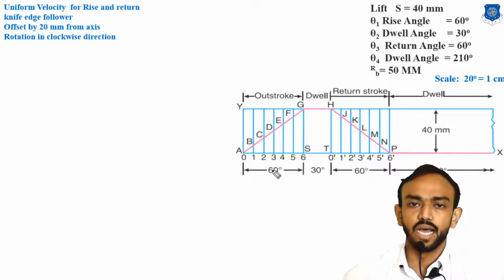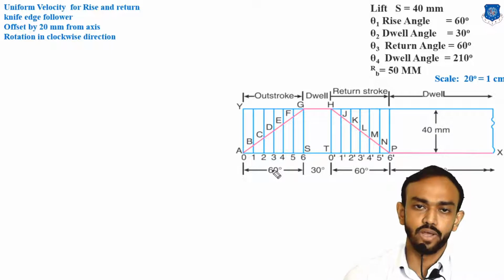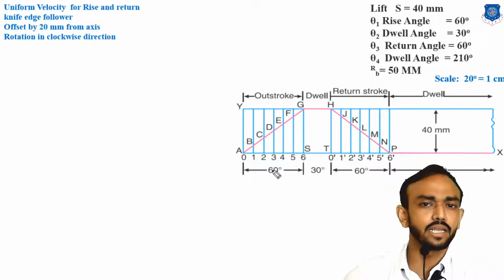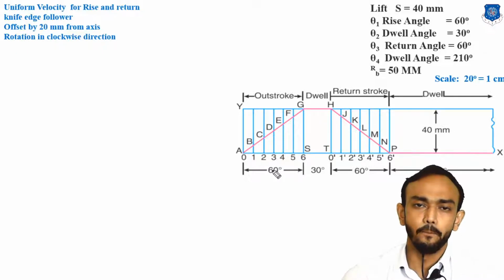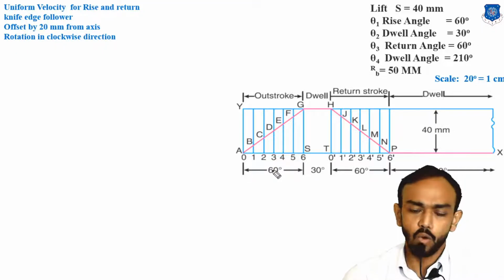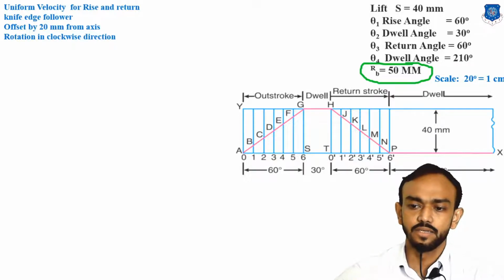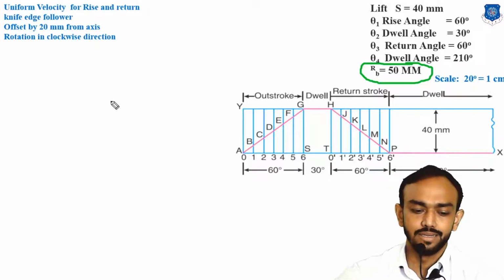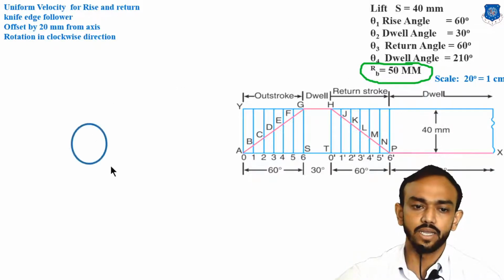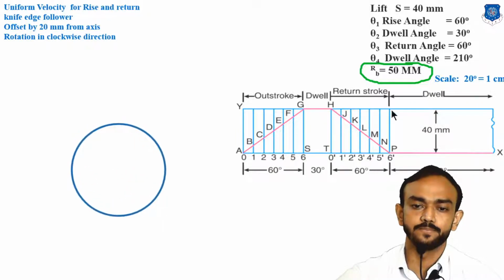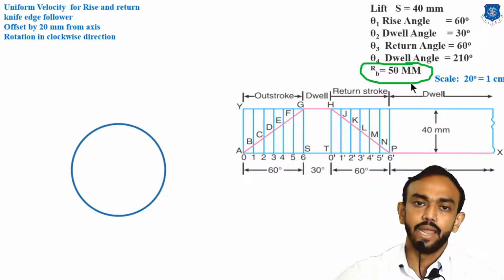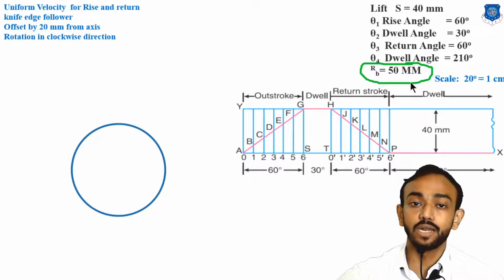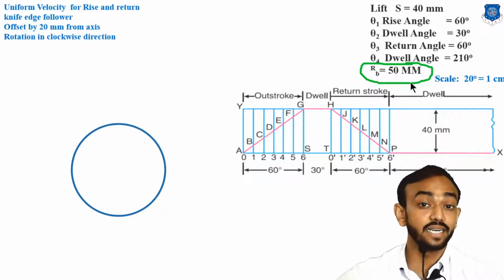But now we are going to start the cam profile, and there are a few points we must consider during the cam profile, otherwise mistakes can happen. Okay, let's start. First of all we have the base circle radius. So first of all make a circle of 5 centimeters. This is the 5 centimeter circle. And if the offset is not given, what am I going to do if the offset is not given?